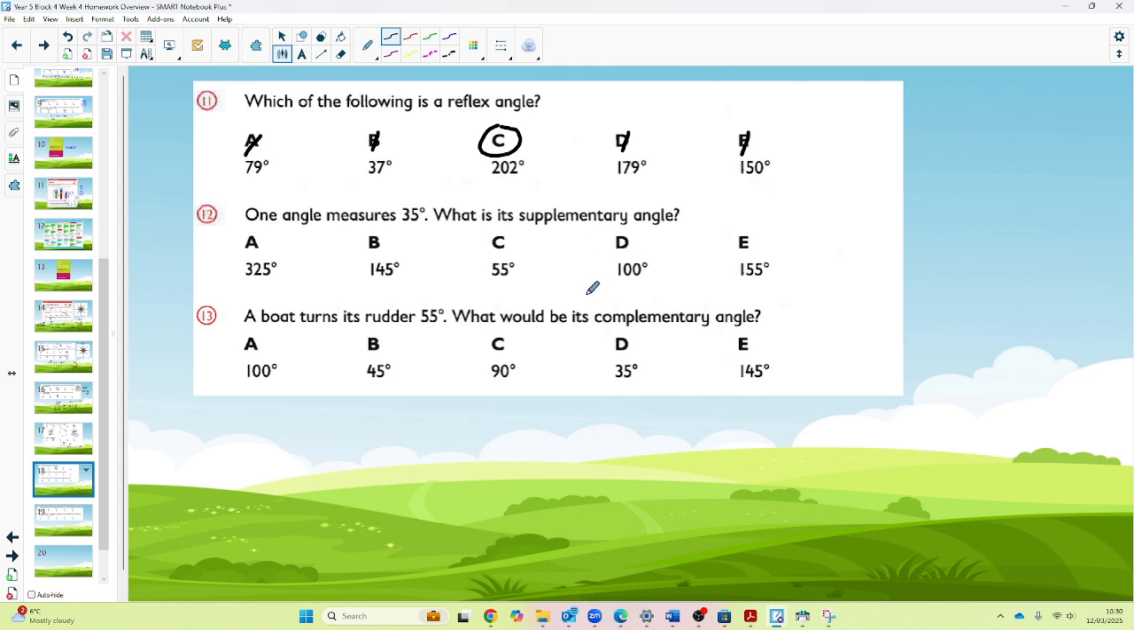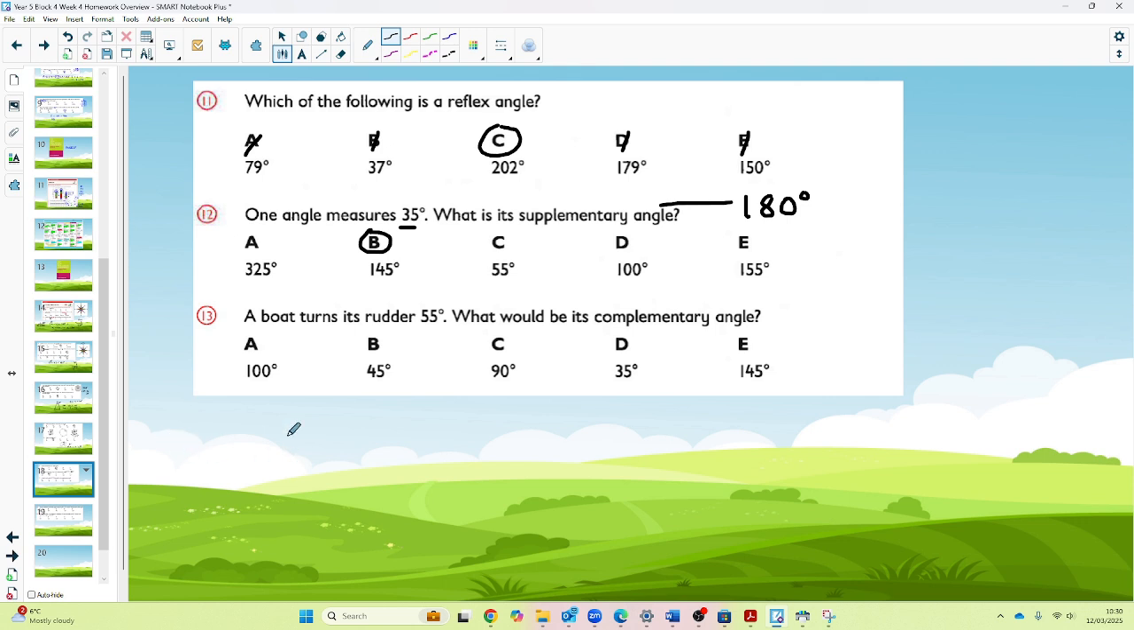If you do want to know a little bit more about acute, obtuse, reflex angles, then obviously read the learn section and make sure you know the answers. Question 12. One angle measures 35 degrees. What is its supplementary angle? Now with a supplementary angle, they always total 180. So if we subtract 35 from 180, we get 145 degrees.